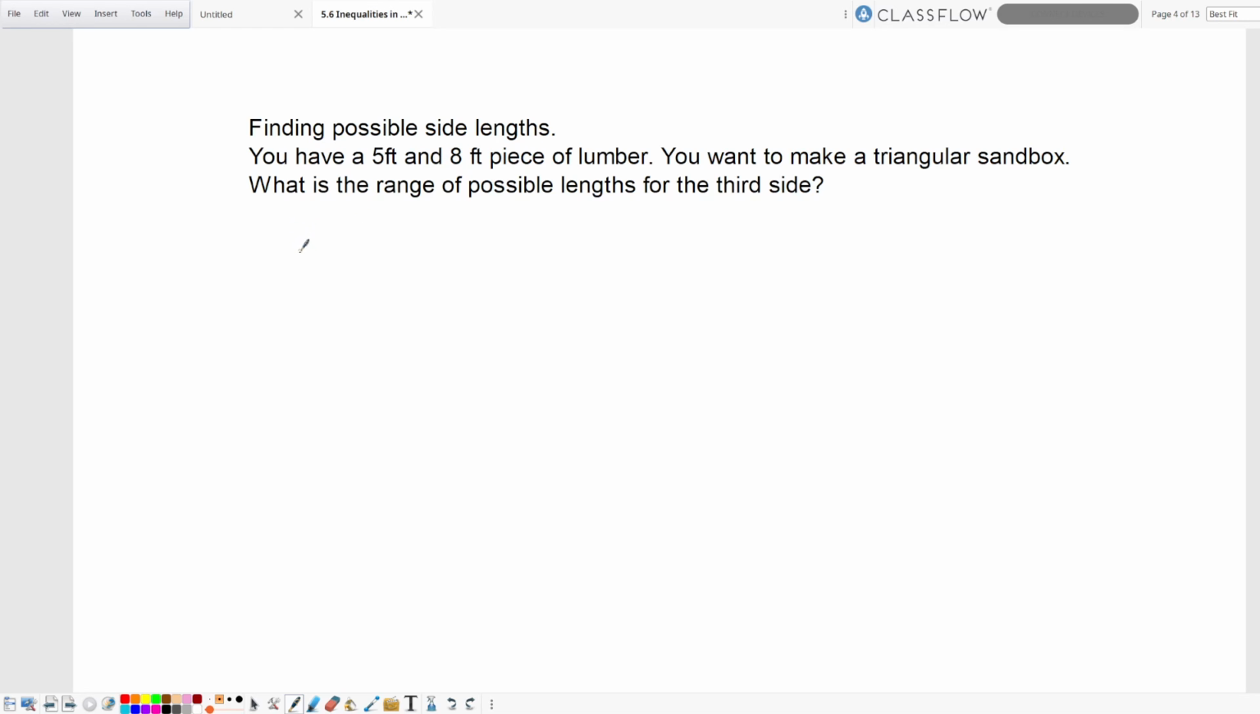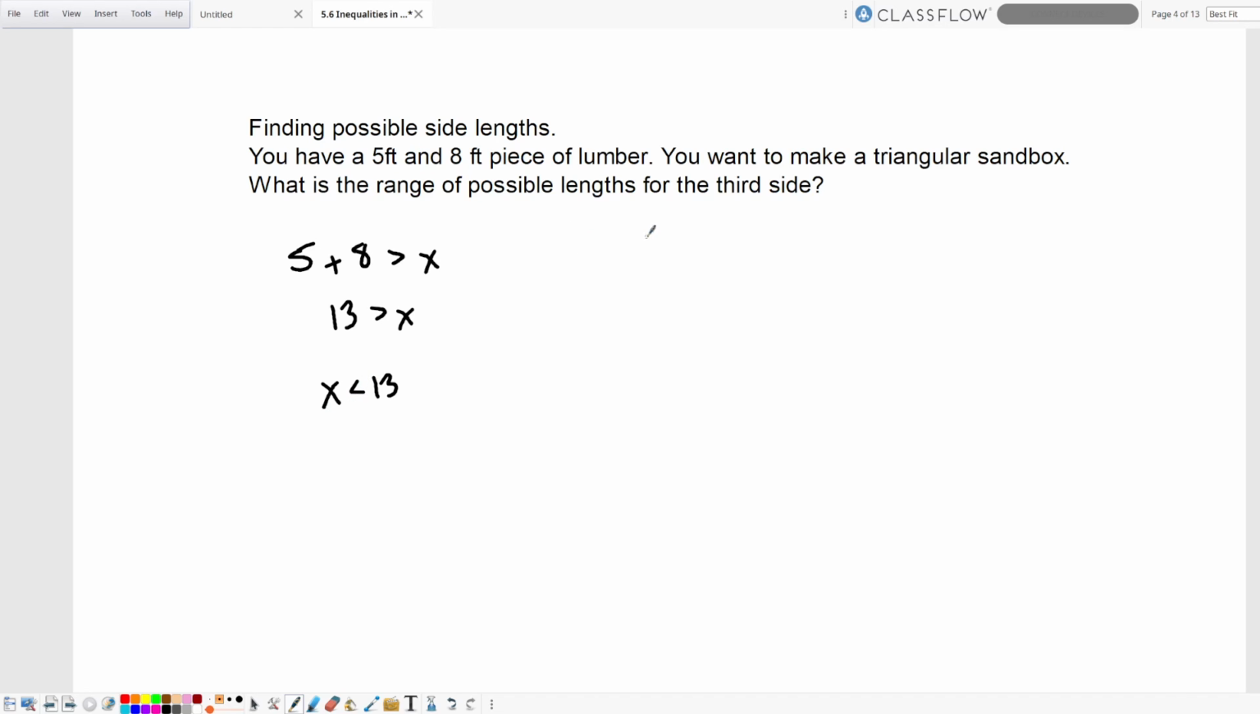So if I want to find the largest, I can take 5 plus 8, and this value has to be larger than whatever my unknown is. So whatever my third piece is, we're going to label that as x. So 5 plus 8 has to be larger than x. When you add those together, you get 13 is greater than x. Well, generally I like reading it as x first, so we go ahead and flip this around. So x is less than 13. So x has to be smaller than 13 feet to be able to make a sandbox.